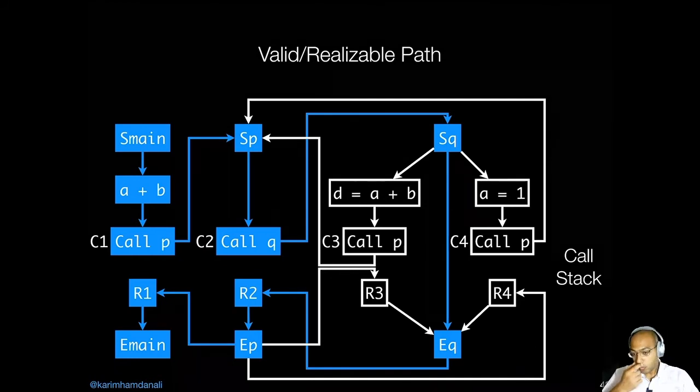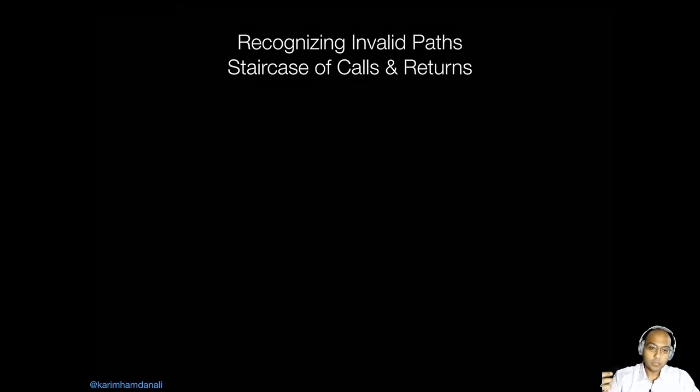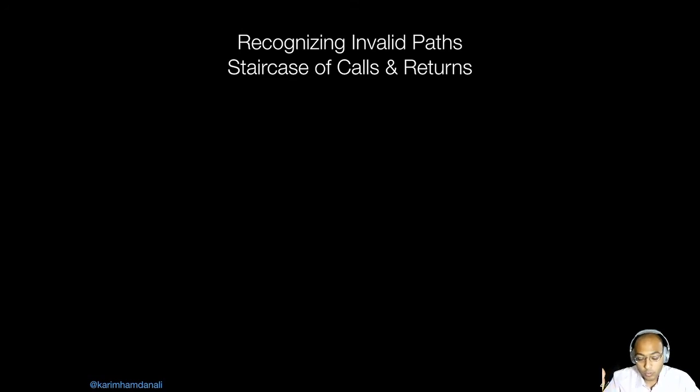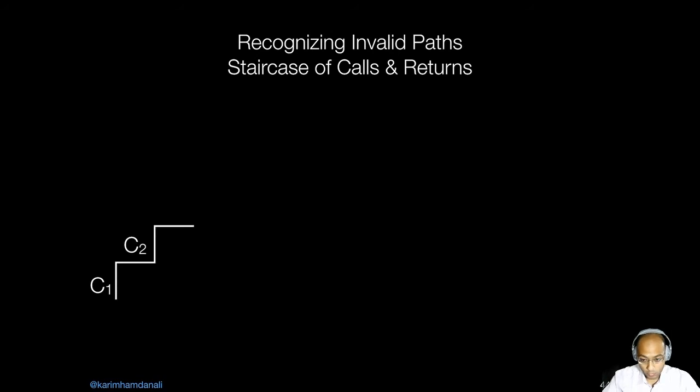So how are we going to actually realize those changes here? We're going to recognize those invalid paths using a concept called the staircase of calls and returns. So what does that mean? Every call that we have is equivalent to going one stair up in a staircase. So you're going one step up whenever you have a call. If you have another call, you're going one step up. If you have another call, you're going one step up on the staircase, and so on. Once you return from a call, it's as if you're taking one step down the staircase.